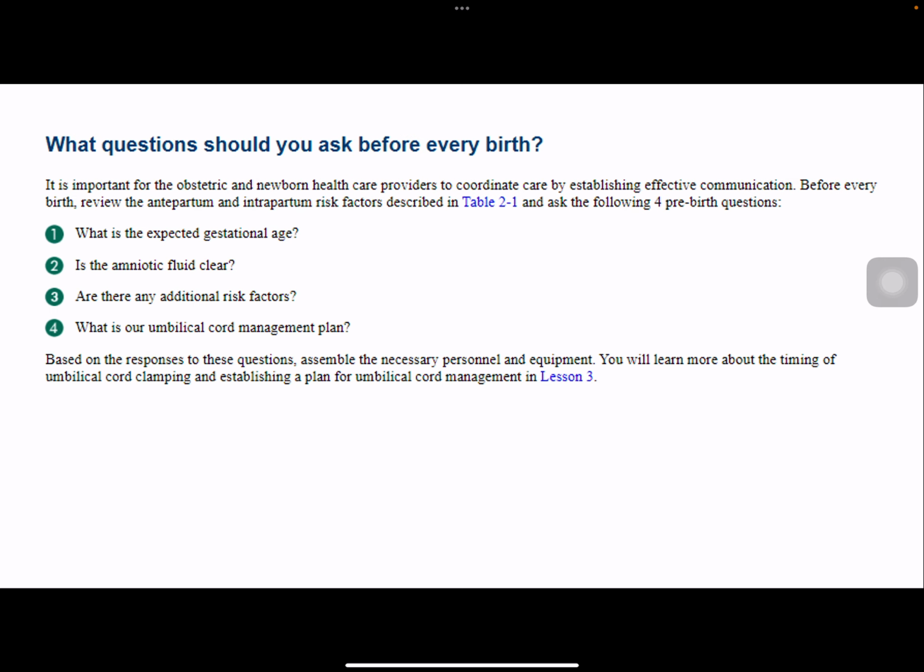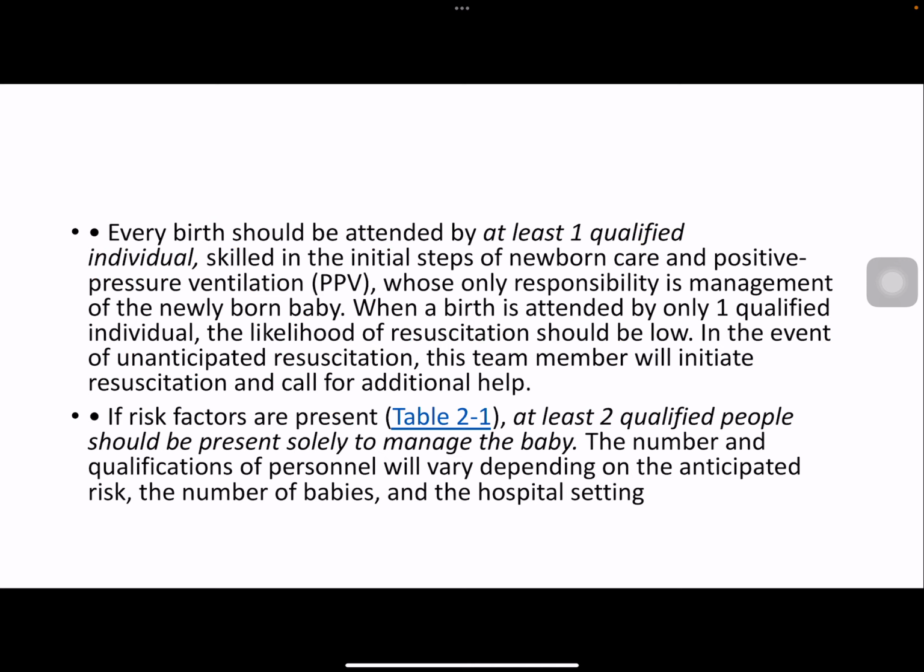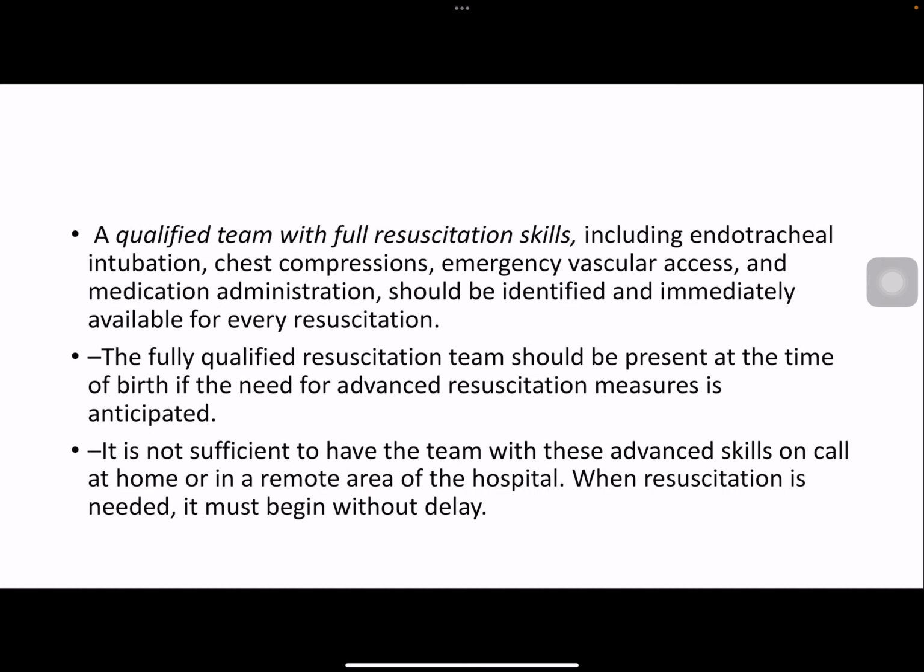So what are the questions you should ask before birth? I will repeat them again. What is the expected gestational age? Is the amniotic fluid clear? Are there any additional risk factors? What is our umbilical cord management plan? So every birth should be attended by at least one qualified individual, and if risk factors are present, then at least 2 qualified persons. So that's it.